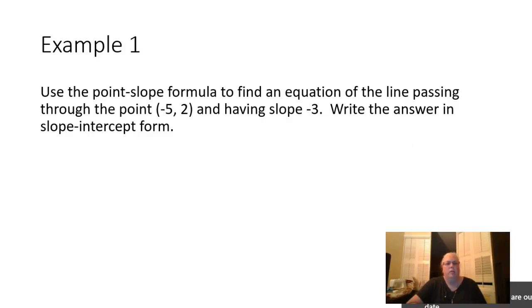Example 1. Use the point slope formula to find an equation of the line passing through the point (-5, 2) and having a slope of -3. Then write your answer in slope-intercept form.